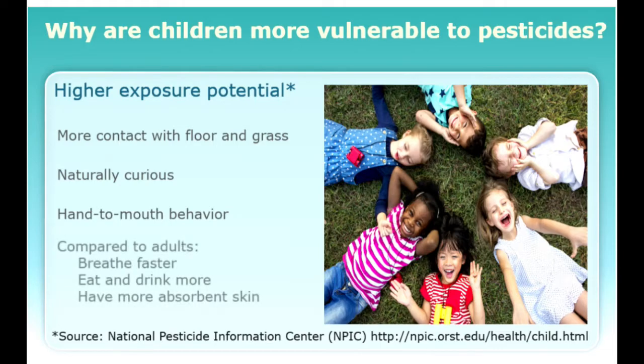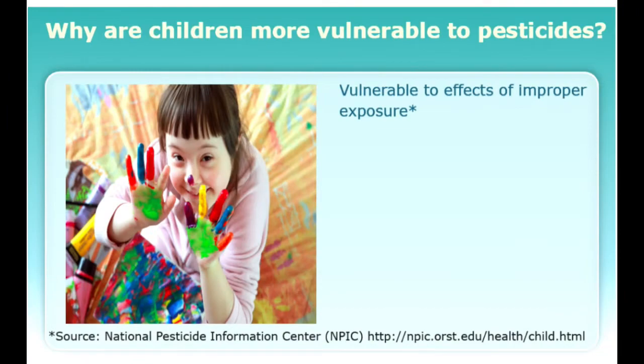Compared to adults, they breathe at a faster rate, eat and drink more for their size, and have more absorbent skin. If pesticides are used improperly in a child's environment, it increases their risk of health problems. Children's bodies are more vulnerable to health problems associated with pesticide exposure. Their bodies are growing and developing. They are more vulnerable if they inhale corrosive fumes since they have smaller airways.